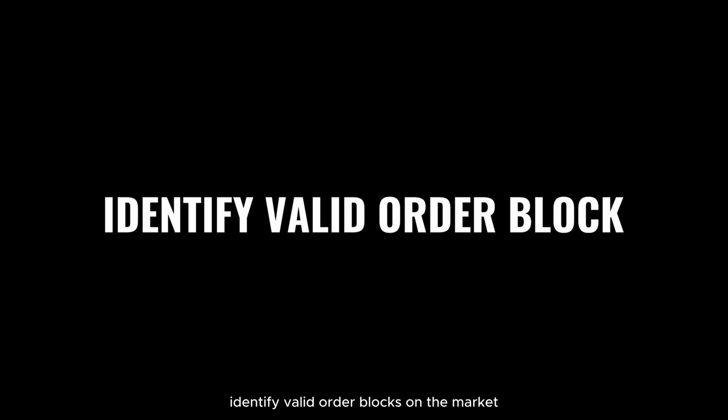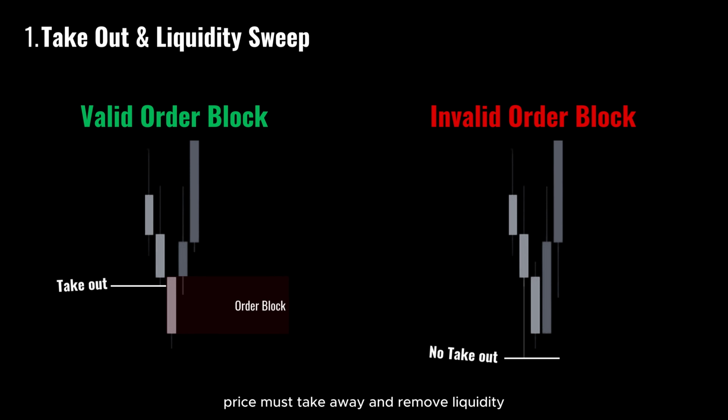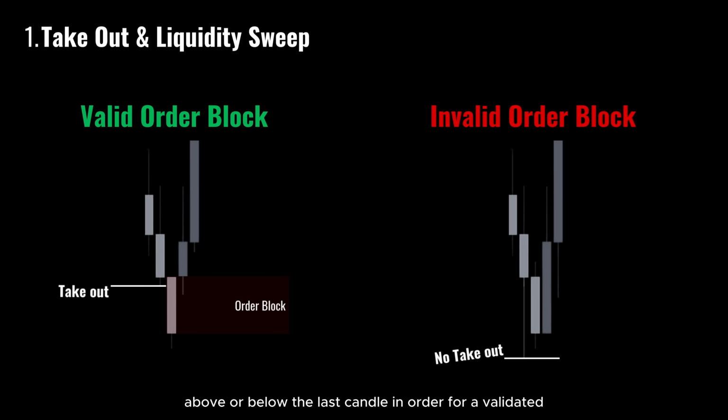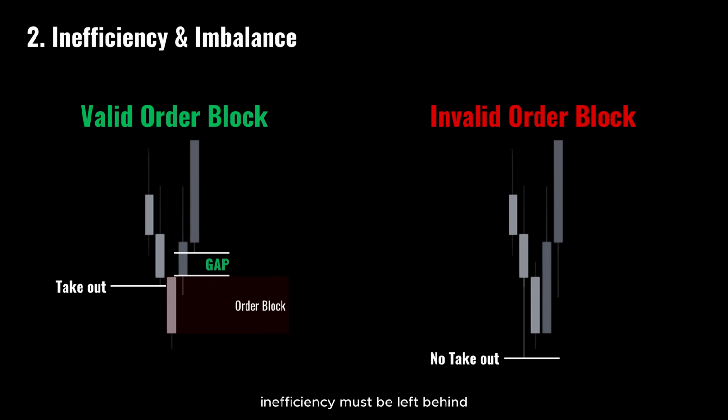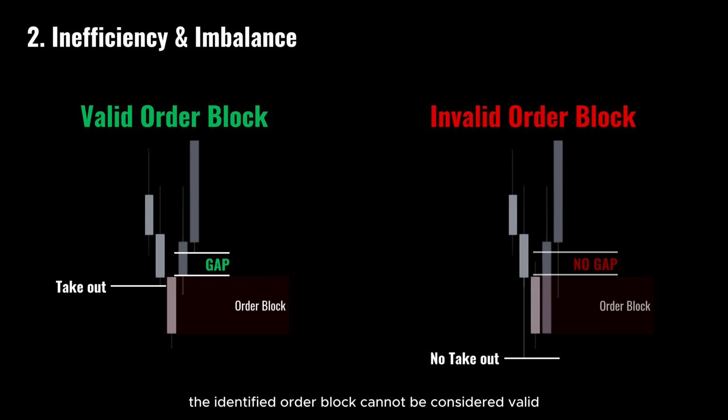In order to identify valid order blocks on the market, let's move on to the essential criteria and rules that need to be considered. It is important to point out that the price must take away and remove liquidity above or below the last candle for a validated and appropriate order block. In addition, inefficiency must be left behind, which will lead to imbalance in the order blocks. The identified order block cannot be considered valid unless there is a proper correction between subsequent candles.